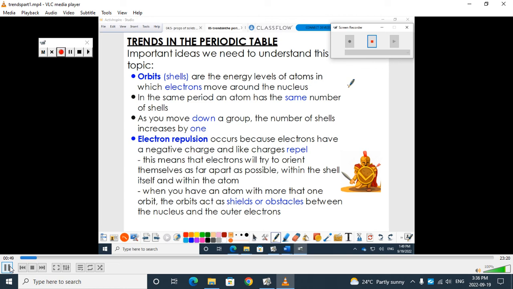So for the chapter 1 quiz, you just have to choose: is this element or this element larger? Is this element or this element have a smaller ionization energy? You won't have to explain your choice. So on the unit test, it'll be a little bit more difficult. So that's what we are working towards.